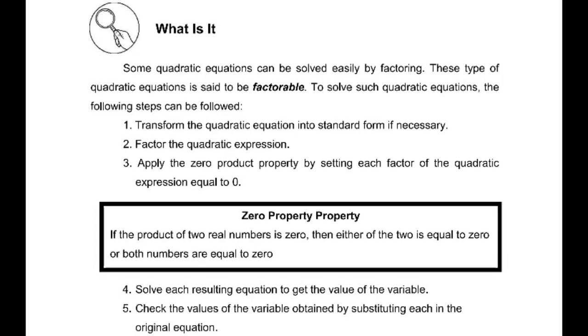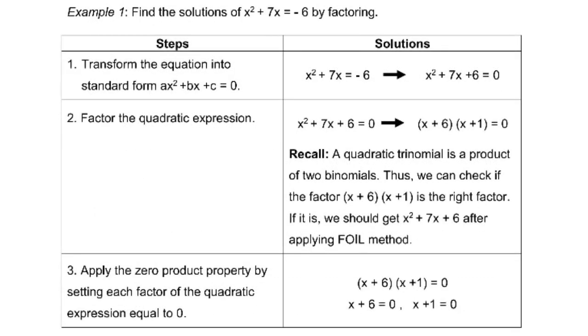Then after applying zero product property, you're going to have number 4, solve its resulting equation to get the value of the variable. And the last will be check the values of the variable obtained by substituting each in the original equation. So we have here example number 1.